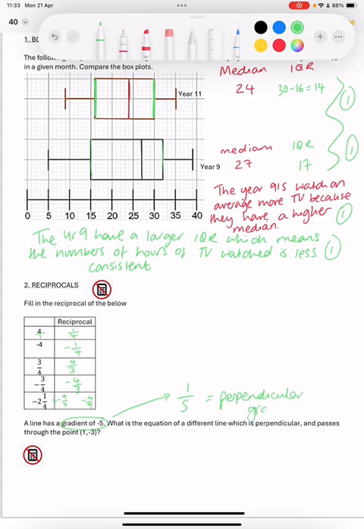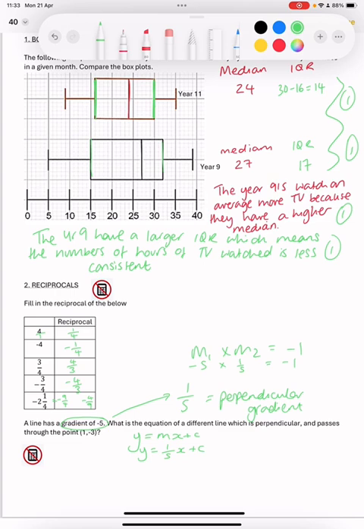And that's because if you multiply the gradients of 2 lines which are perpendicular to each other, they'll have a product of minus 1. And if we look at these here, we've got minus 5 times 1 over 5. That would give me minus 1. So now to find the equation of a line, I use y equals mx plus c. I'm going to substitute in the gradient I've just worked out. y equals 1/5 of x plus c.